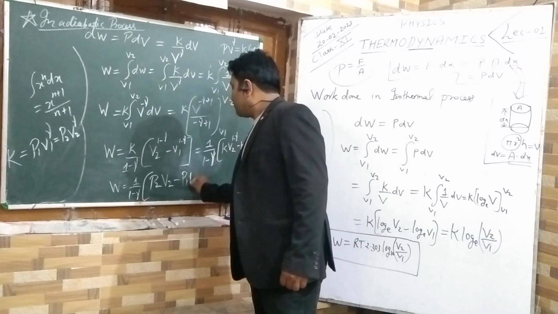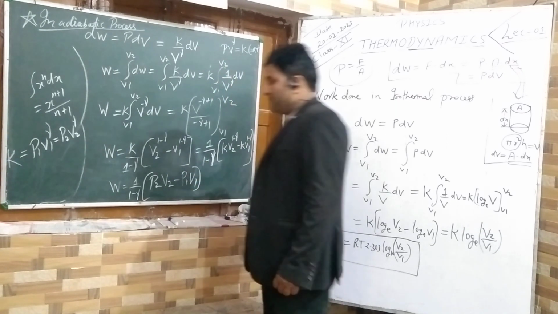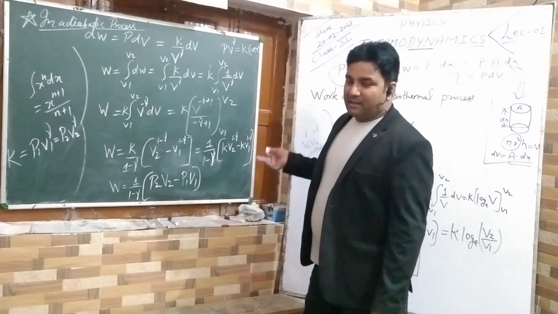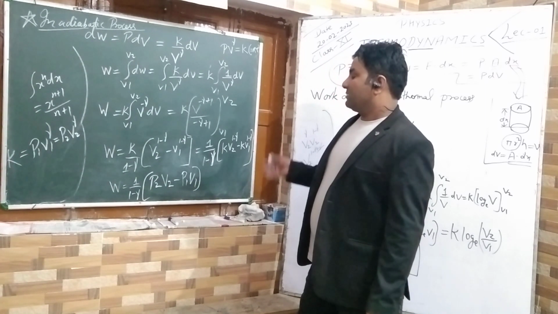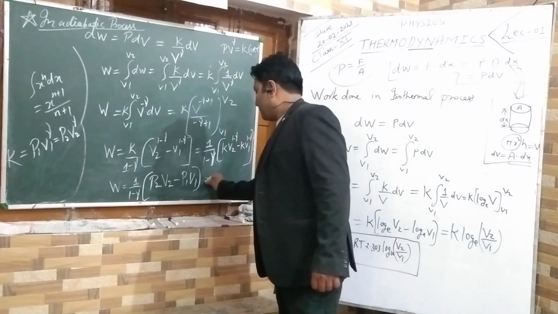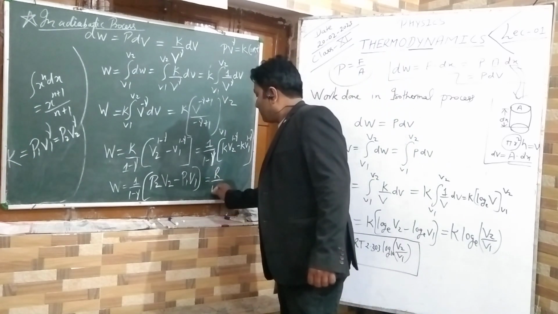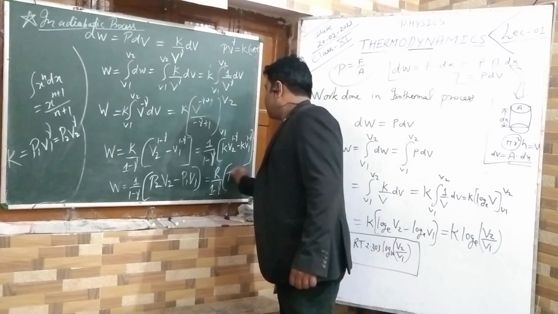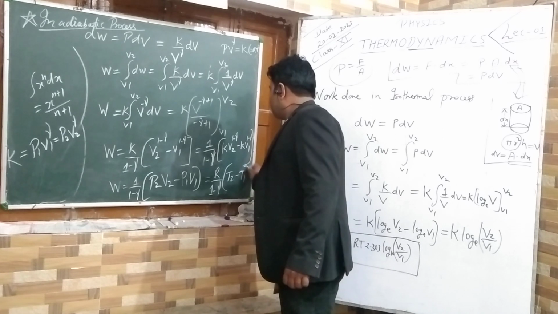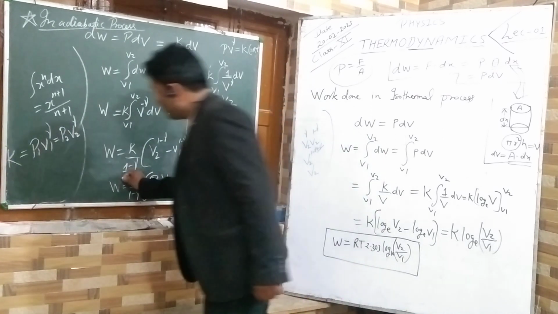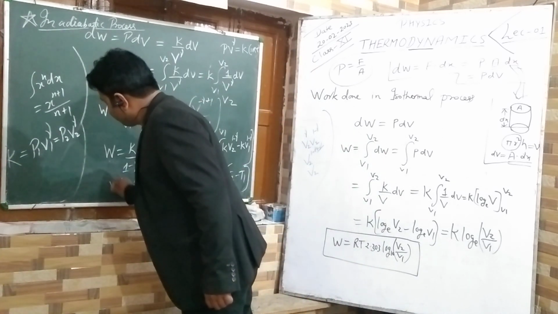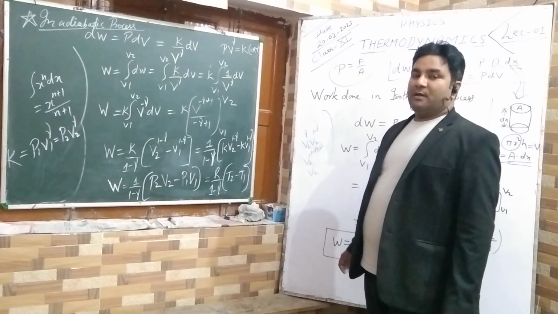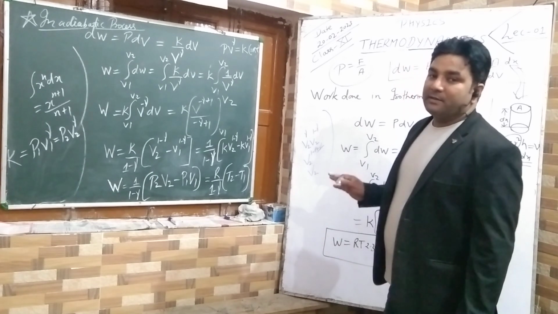minus P1 V1, and we know P1 V1 is RT1 and P2 V2 is RT2, then R common, so R upon 1 minus gamma, then T2 minus T1. This is the equation for work done. Clear? So up to work done, you will revise 2 to 3 times, then everything will be clear.